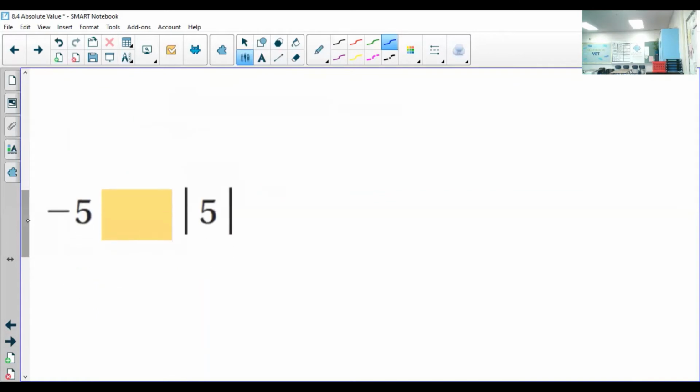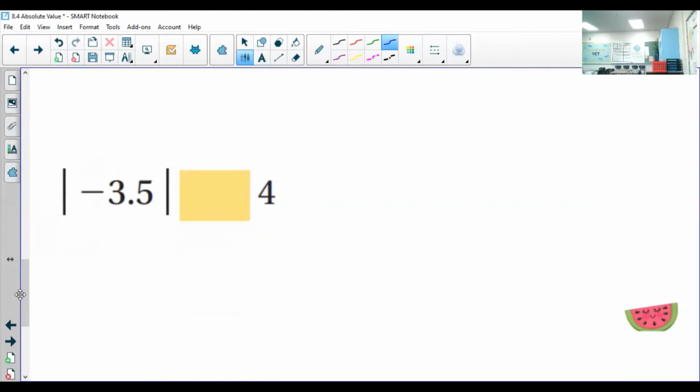Okay? What about this one? Now I have -5 and the absolute value of 5. So I'm going to have to solve the absolute value first. How many is -5 away from 0? Oops, I did the wrong one. Sorry. -5 is the same. We're on +5. So how far away is +5 from 0? It's still going to be 5, right? And then what's bigger, -5 or +5? Obviously, on our number line, it's +5.